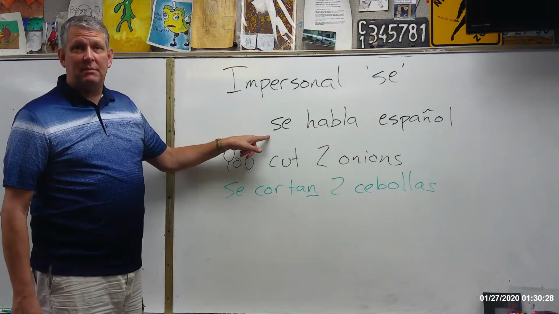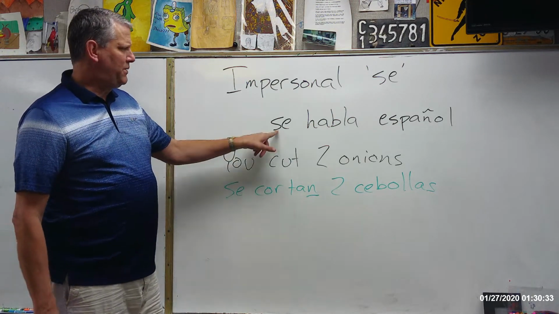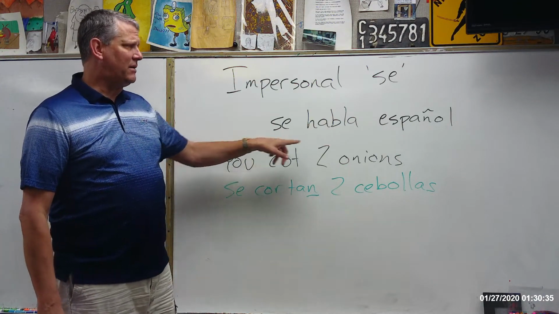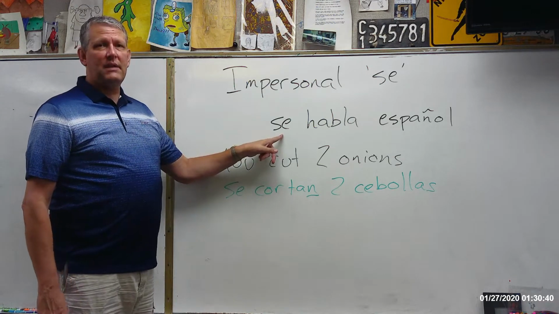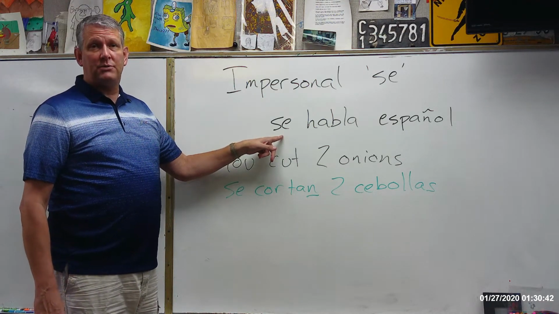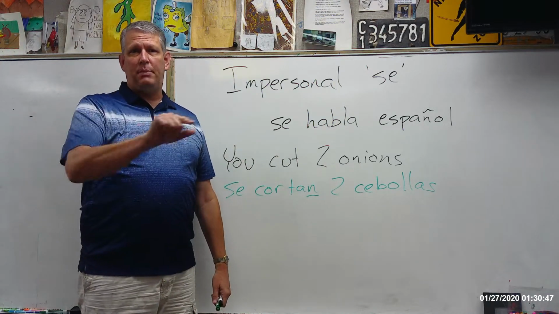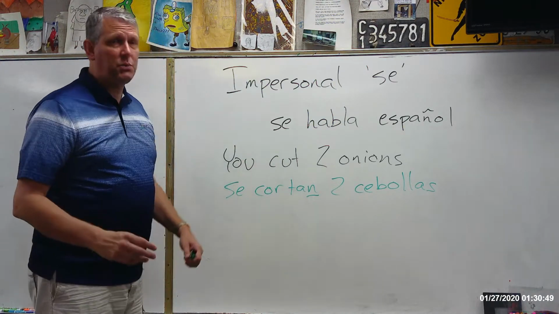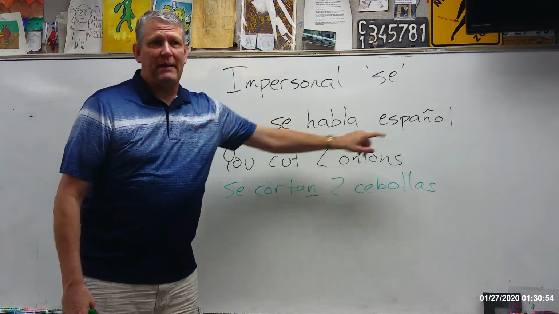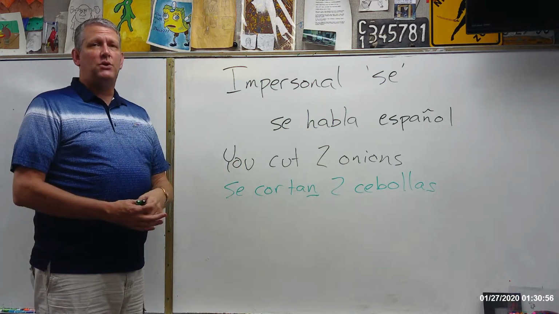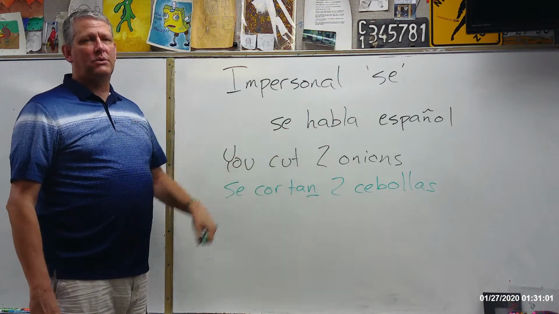You may have seen a sign, something like this. Se habla español, okay? And you're wondering, well, why did they put the se up there? They're obviously trying to get the point across that somebody speaks Spanish. Why did they use the se? Well, this is the precise reason why. They don't want to talk about each person at the business or at the place that speaks Spanish. They just want to say that Spanish is spoken, okay? They're focusing more on the speaking of Spanish than on who is actually doing the action. So that's in a nutshell what the impersonal se is used for.